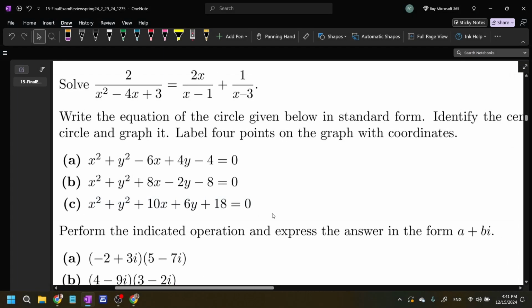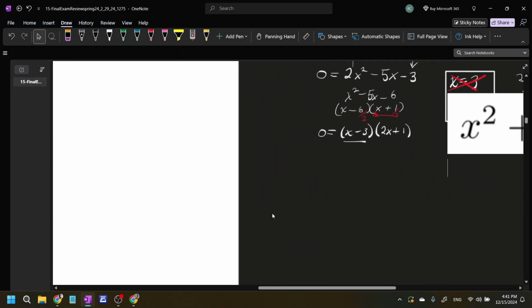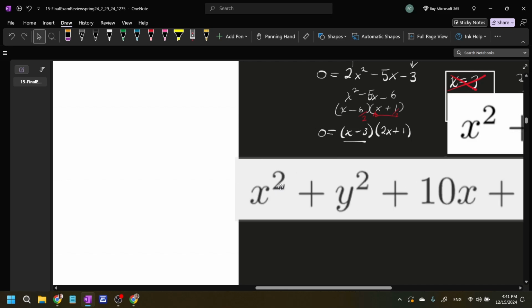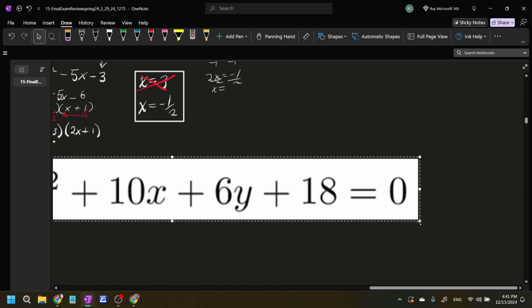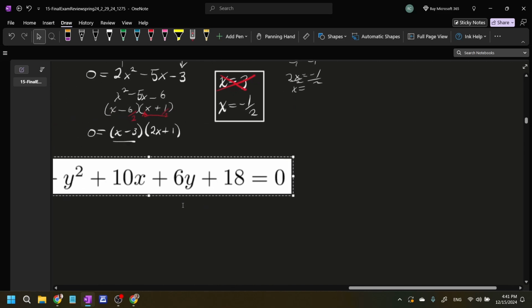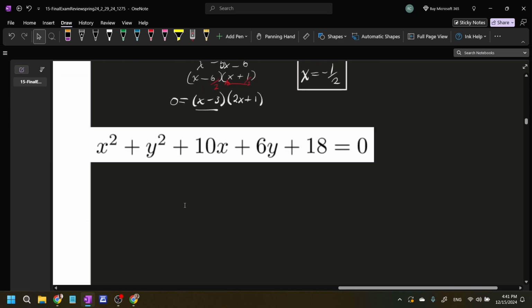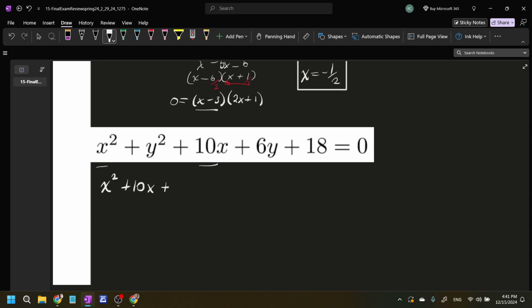And it's going to require a bit of completing the square. So let's copy C over someplace that is workable. Okay, so first things first, let's consolidate our x terms. And when we do that, let's remember to leave space for our square completion. So we've got x squared plus 10x plus something. And now let's consolidate our y terms. So we got plus y squared plus 6y plus something.